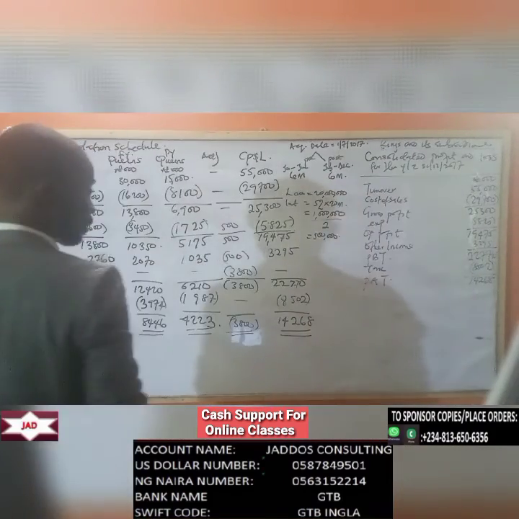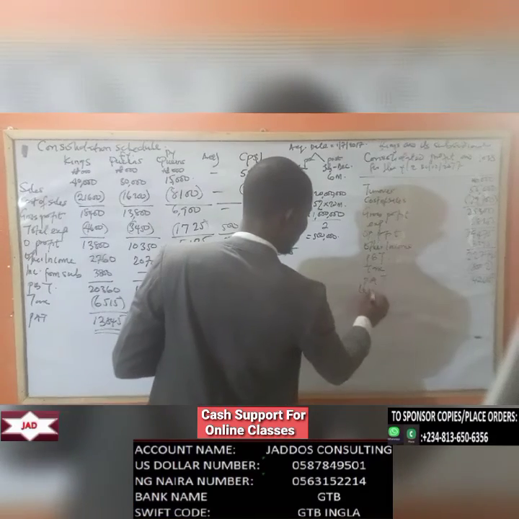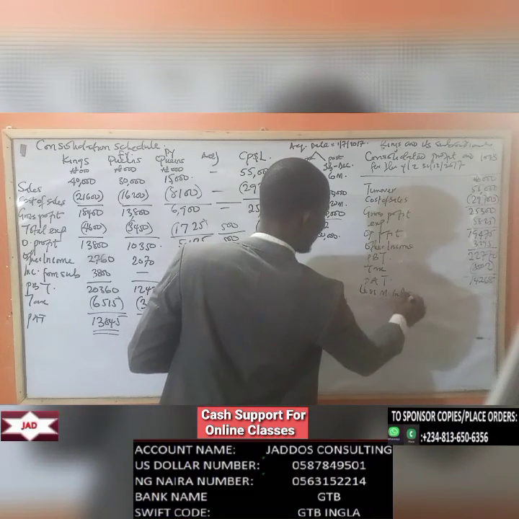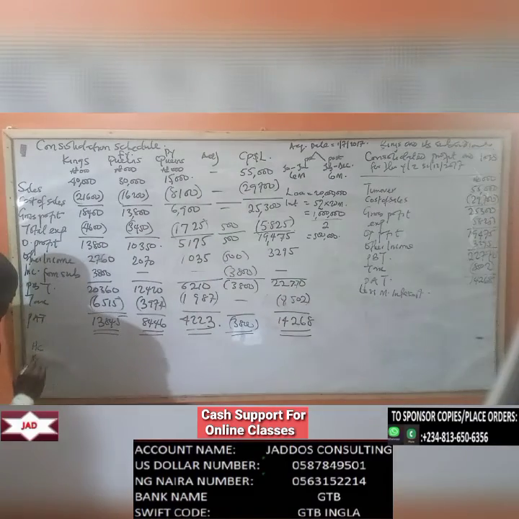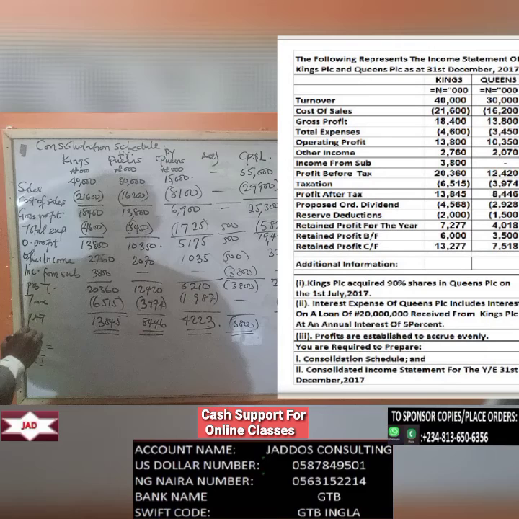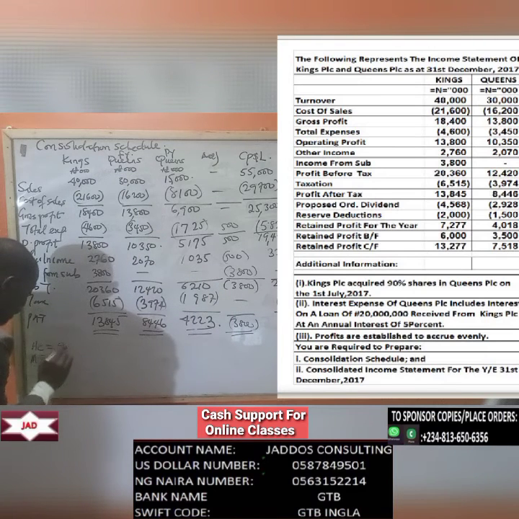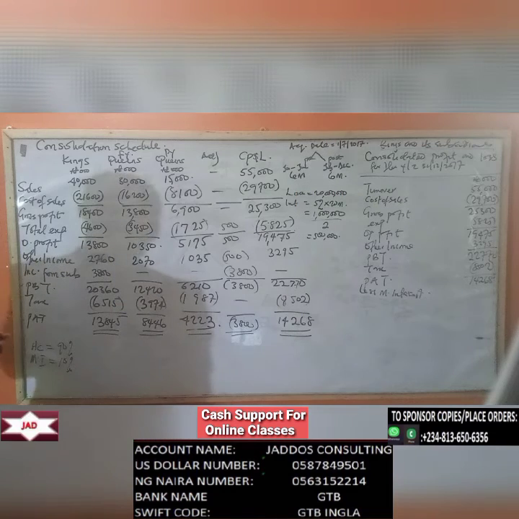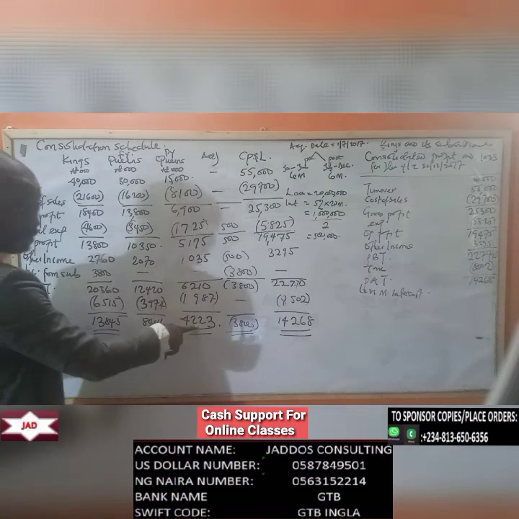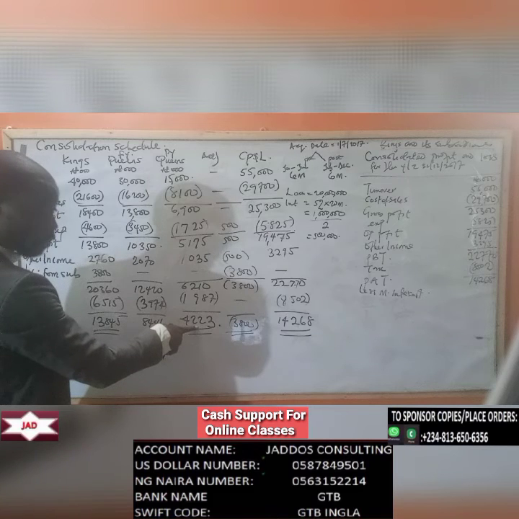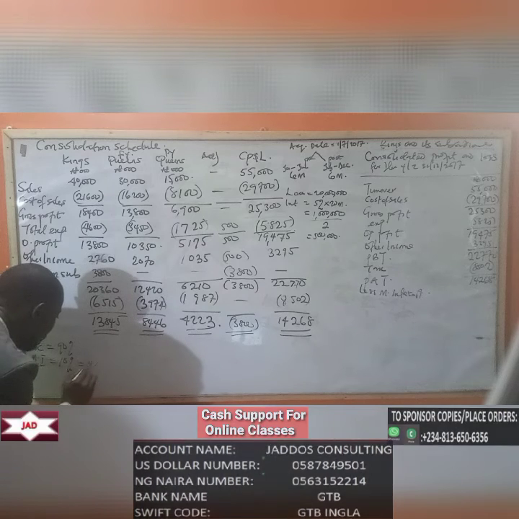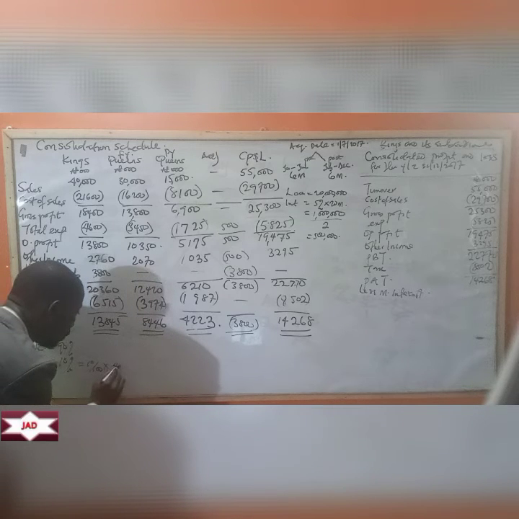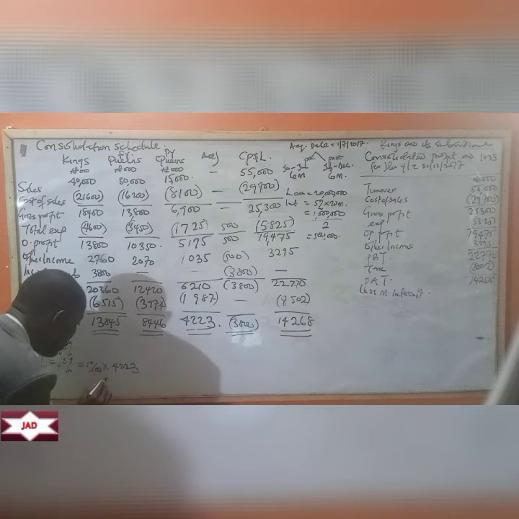Okay? So what have we done? Let's take our minority interest. Less minority interest. This is the holding company, this is minority interest. Holding company, according to the question, is 90%. So it means minority is what? 10%. So what is the profit after tax? This. There's no preference. So that means we're taking this. So MI will be 10 over 100 times 4,223. So what do we have?